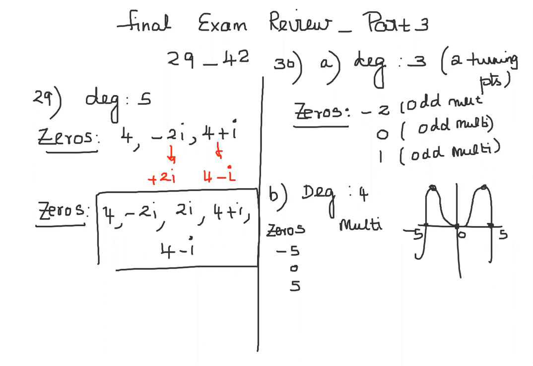And negative 5 is crossing, so it's going to be odd multiplicity. And if you look at the 0, the 0 is just touching, it's not crossing, that's even. And then again, positive 5 is also odd multiplicity.